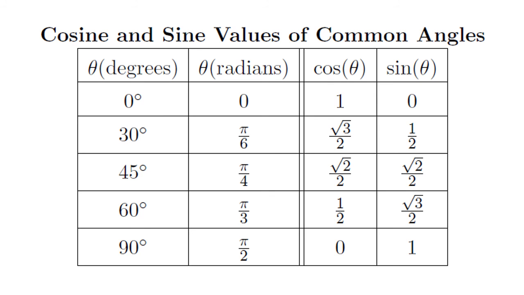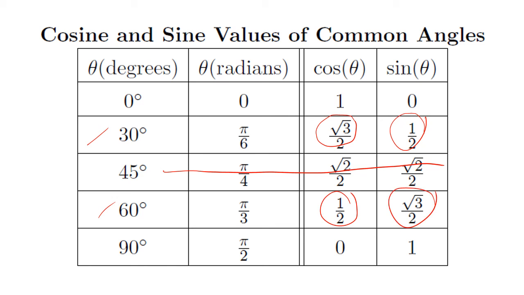Balikan natin to. Madali lang naman siya i-memorize. Kasi si 45, parehas lang. Alam nyo na agad, square root of 2 over 2. Si 30 and 60 naman, magkabaliktaran sila. Yung cosine niya, square root of 3 over 2, 1/2 yung sine. Si 60, 1/2 yung cosine, square root of 3 over 2 naman yung sine.